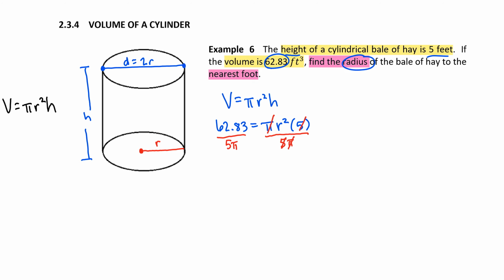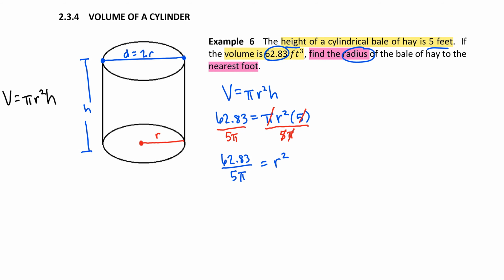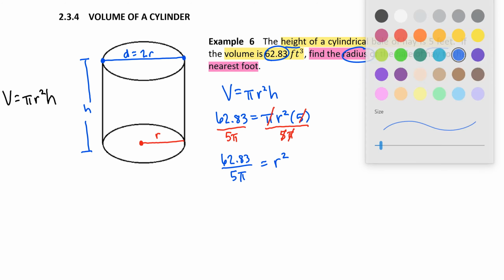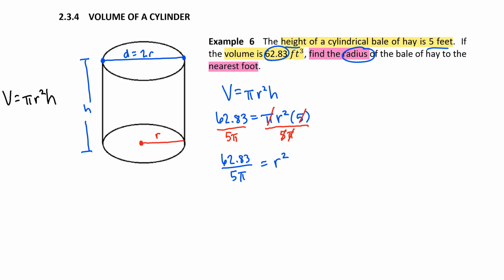Now, we can rewrite the left side as the quotient 62.83 divided by 5 pi, and this is equal to r squared. Now, do you know what to do next? Can you figure out how to solve for r? We have r squared equal to a constant, so we can solve with our square root property. We're going to take the plus or minus square root of both sides, but again, since we're dealing with a length, the radius is a distance, we're only going to keep the positive square root.